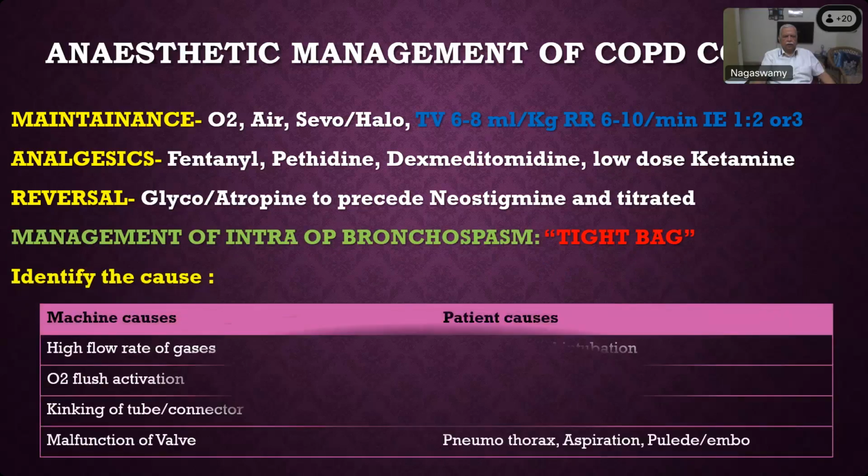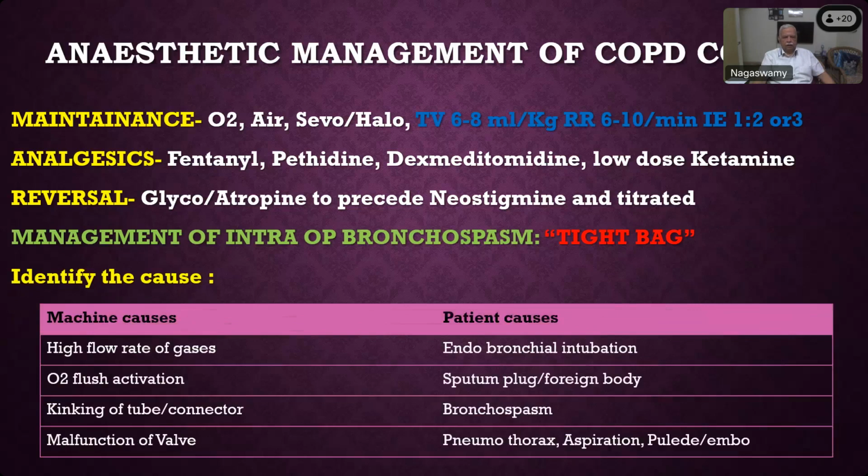Okay. So it may be machine cause or patient cause. In the machine cause, it may be an activated emergency oxygen or a very high flow rate in the flow meter, or oxygen flush activated, kinking of the tube or connector, malfunction of the valve. All these things are machine causes. Patient causes are endobronchial intubation, sputum plug or foreign body, bronchospasm, pneumothorax, aspiration, or pulmonary edema or embolism. So first identify the cause.